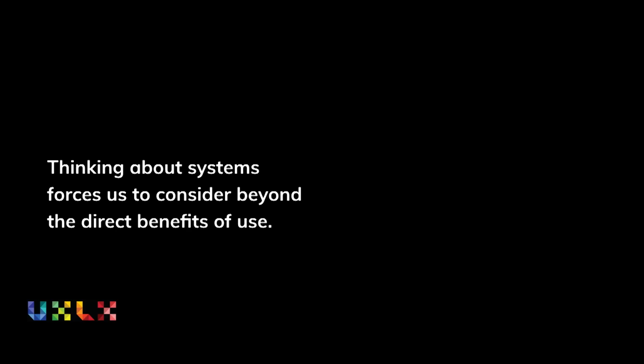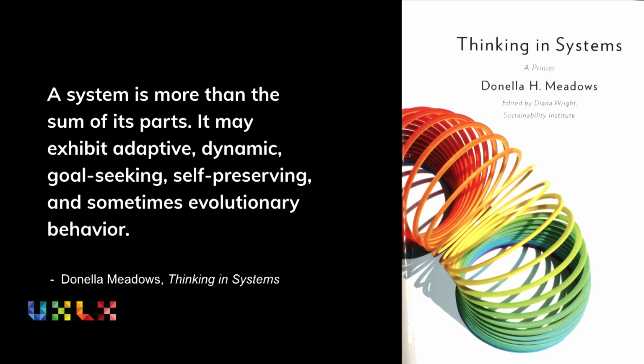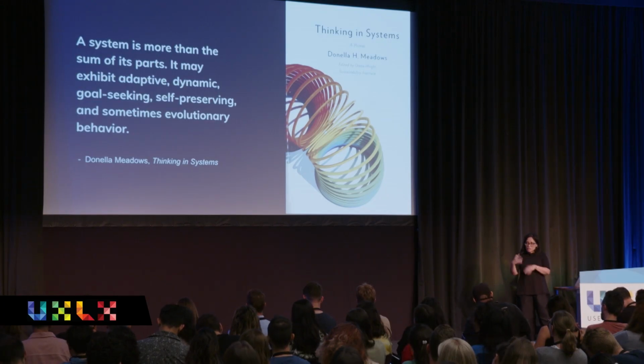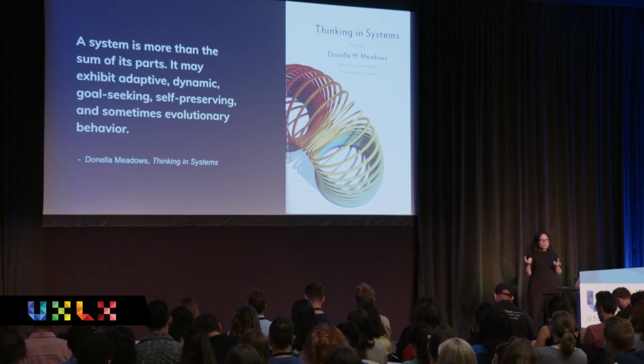So thinking about systems forces us to consider beyond the direct benefit of use. This means going beyond individual users, their context, their use of products and services. So how do we broaden our lens? First, we can think about what a system is. A system is more than a sum of its parts. It may exhibit adaptive, dynamic, goal-seeking, self-preserving, and sometimes evolutionary behavior. This definition is from Donella Meadows, who wrote Thinking in Systems. It is, I believe, a real foundational text in systems thinking if you're thinking about adopting this. She basically describes it as an interconnected set of elements, coherently organized in a way that achieves something.